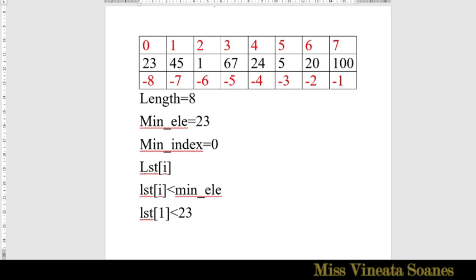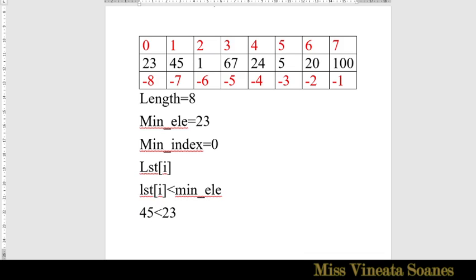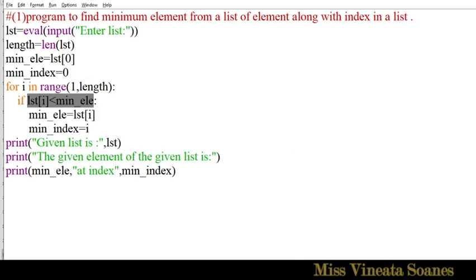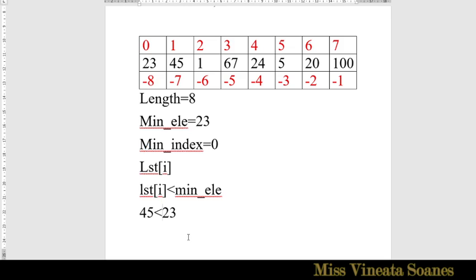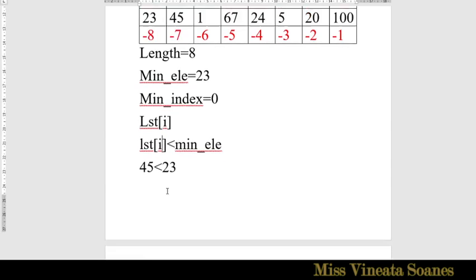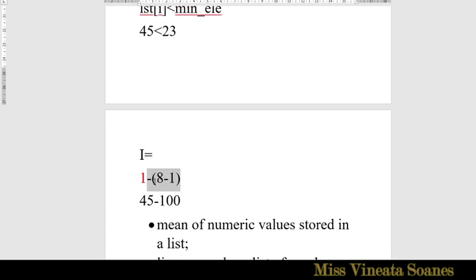So when I say it's less than 23, what do I have in lst[1]? In lst[1], I have 45, isn't it? So it's just like you're checking, is 45 less than 23 in your program? If it is less, then it will go to this if block and do something here. But as you can see, 45 is not less than 23, so it'll move on. I then will become 2. As I've said, what is the value that I will hold? 45 to 100, that is from index 1 to 7, right?